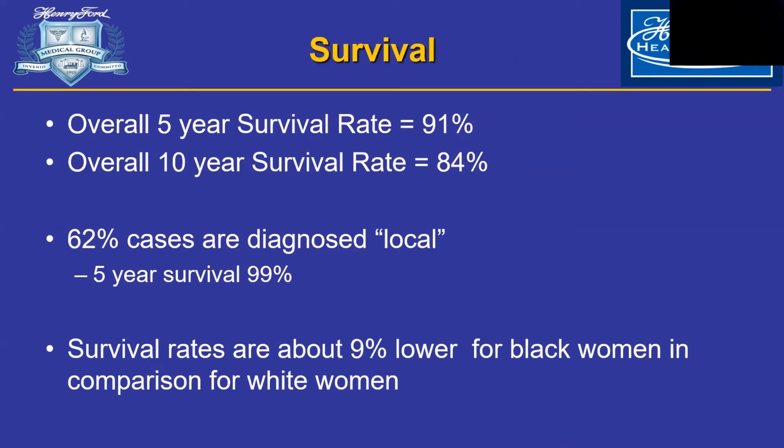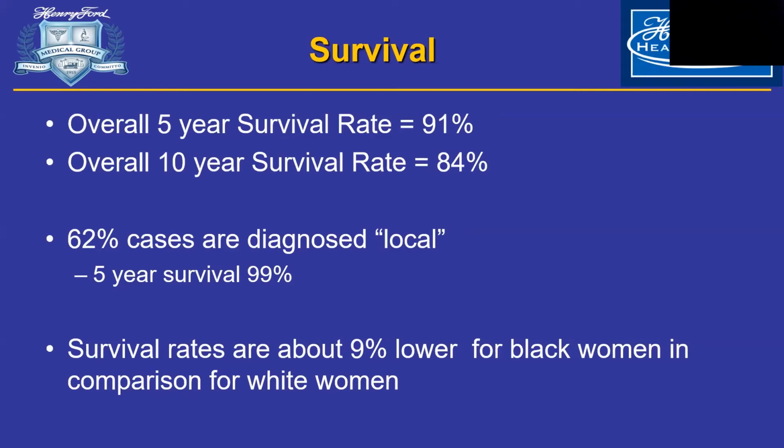So a little bit about survival. Overall 5-year survival rate is around 91%. Overall 10-year, and this is all comers, is around 84%. I think I mentioned this earlier, around 62% of cases are diagnosed as local or early stage. The 5-year survival for that is 99%. This is why it's so important that mammograms are done, that screening is done, and that we find breast cancer early, because that's when we have the most opportunity to treat it and have better outcomes.